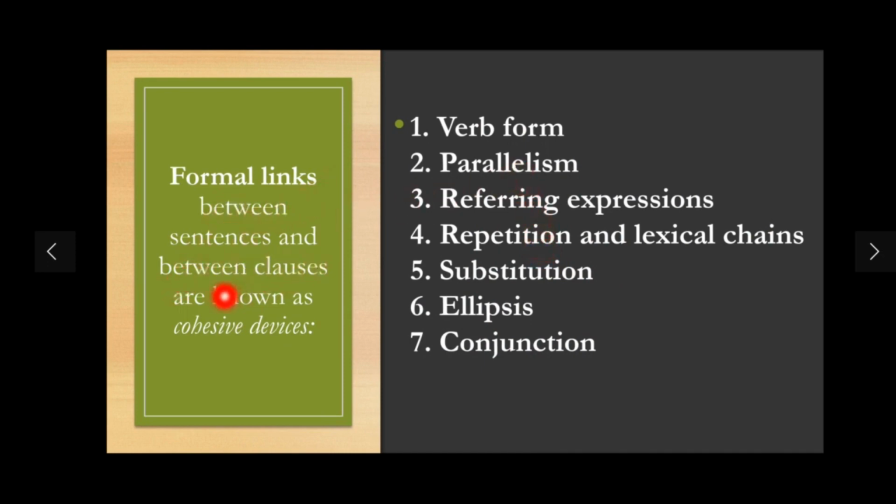Formal links between sentences and between clauses are known as cohesive devices. So formally and technically, these formal links are known as cohesive devices. So we have verb form, we have parallelism, we have referring expressions, we have repetitions and lexical chains, we have substitution, we have ellipsis, and we have conjunctions. So these are formal links, or these are cohesive devices, which are the features inside the language, and they are used to connect sentences, they are used to connect paragraphs, and they are used to connect clauses as well as words. So let's discuss one by one in detail now.